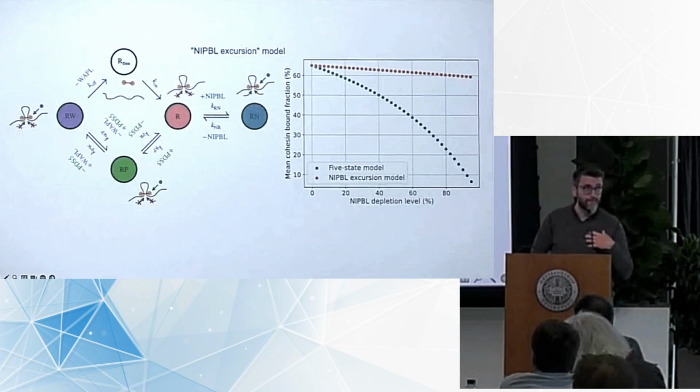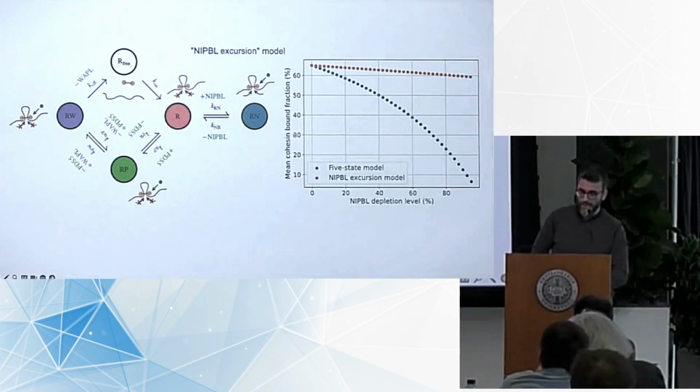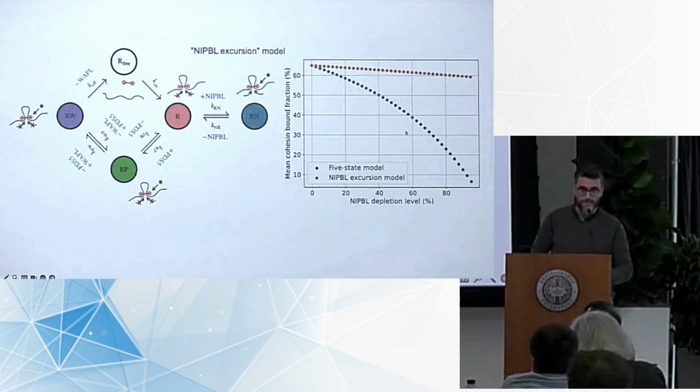Something else that we can do in the computer is understand why the reaction cycle we looked at is successful. So this is an unsuccessful topology. We explored related topologies that are unsuccessful. Here we call this a NIPBL excursion model, where we start unbound, we load not into the NIPBL state, but into a bare RAD21 state. We have an exchange with NIPBL that can happen reversibly as well as traversal through the rest of the cycle. The issue with this model is that if you look at bound fraction as a function of NIPBL depletion level, it barely changes, which we know we need to do to agree with experimental data.